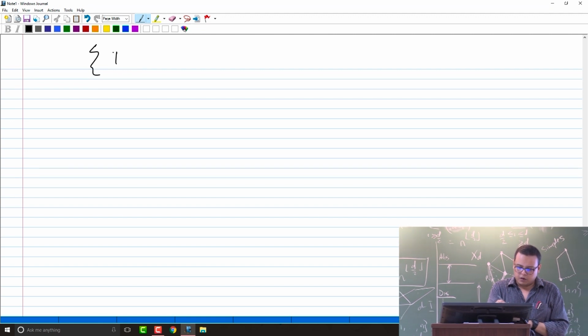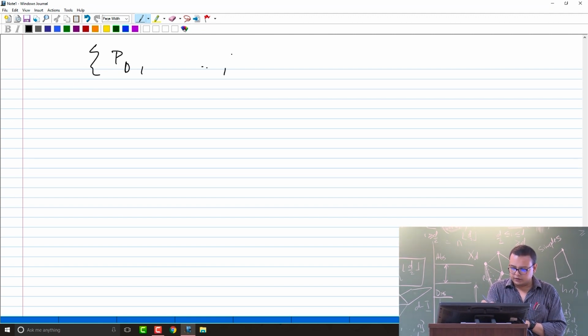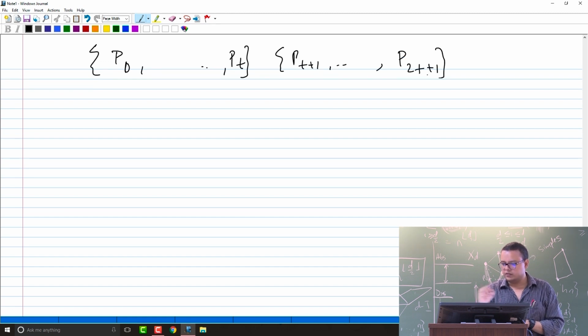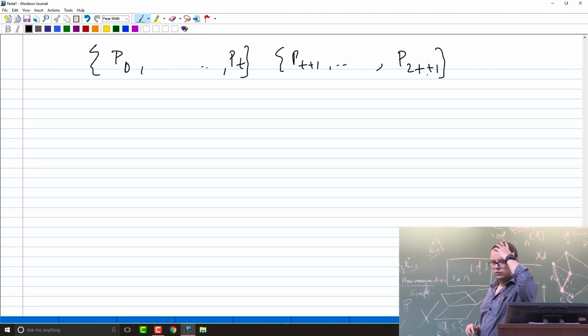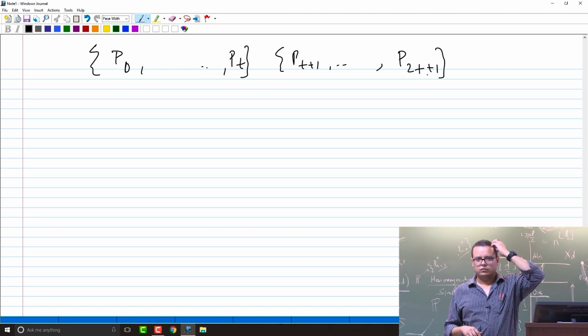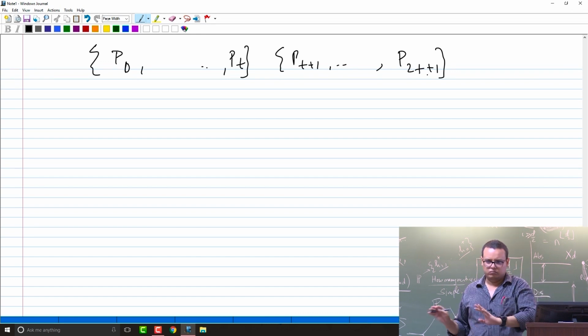Assume that the set P naught to Pt and Pt plus 1 to P of 2t plus 1 are disjoint sets. Okay. This is the case I will be working with. The other one actually follows the same way. Okay. So, now how will I show it? The intersection will be a proper intersection.